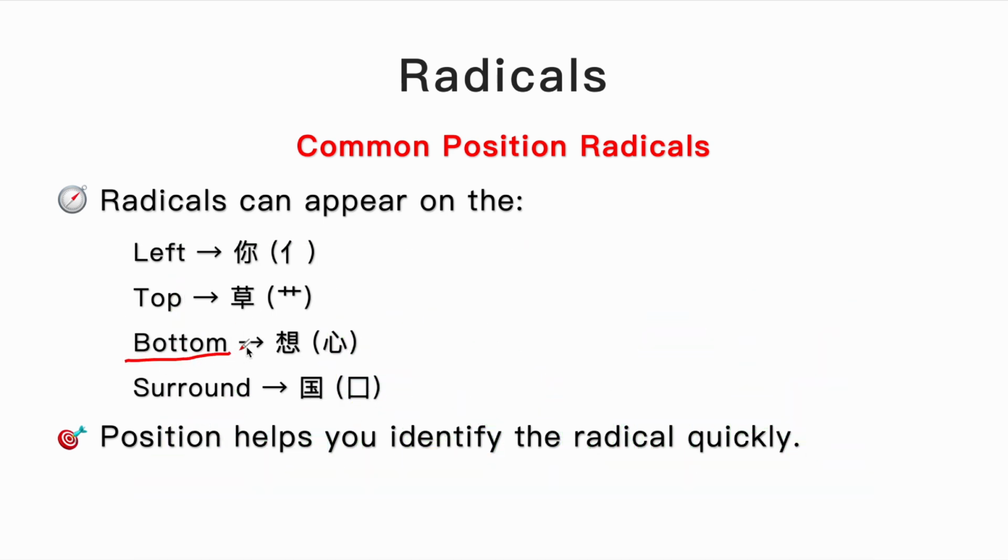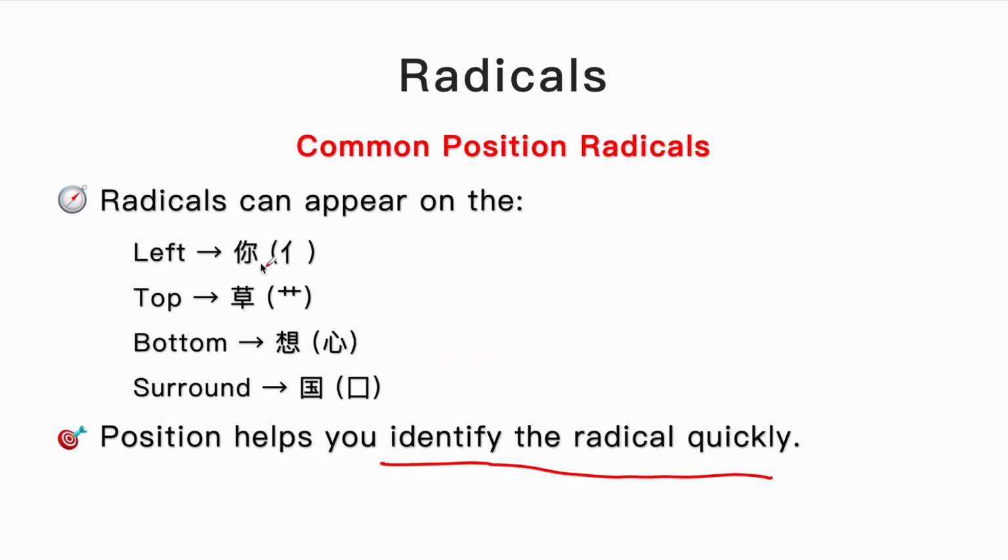Radicals can appear on the bottom. For example, in this character, this is the top part, and on the bottom part we have this radical. This means 心, and this is something related to heart. So this character is 想, means miss. So you somehow use your heart to miss somebody. Finally, they can appear at the surrounding. For example, in the middle we have this character, but on the surrounding we have something like the 口, something like mouth. So they can also appear around the character. So this is also a radical.